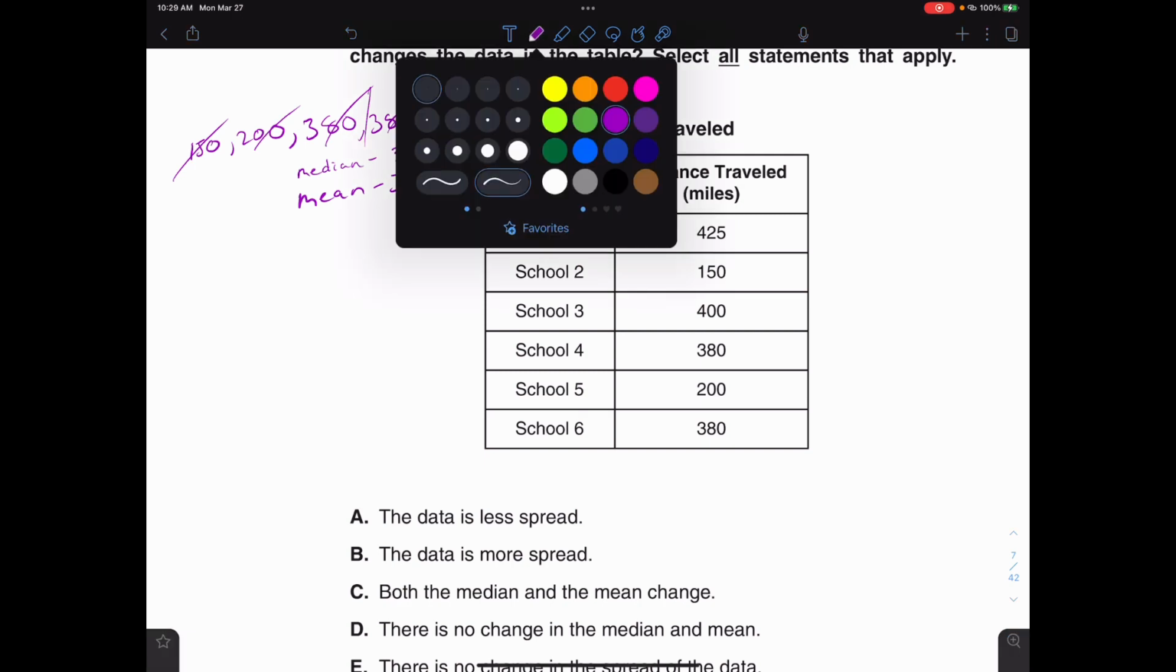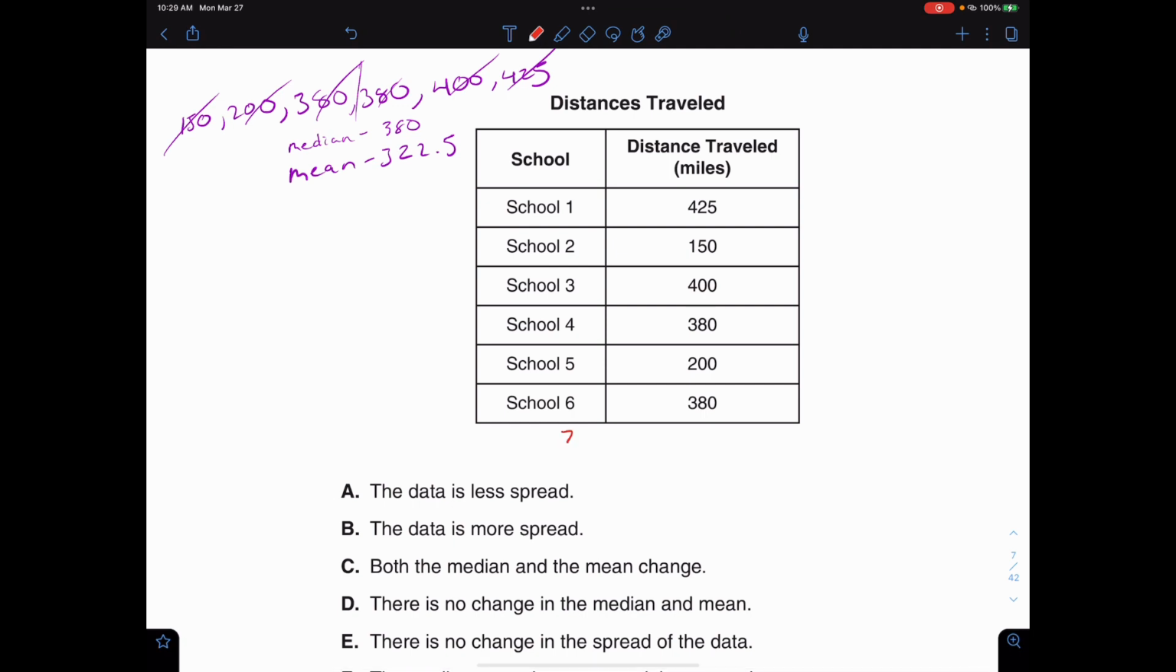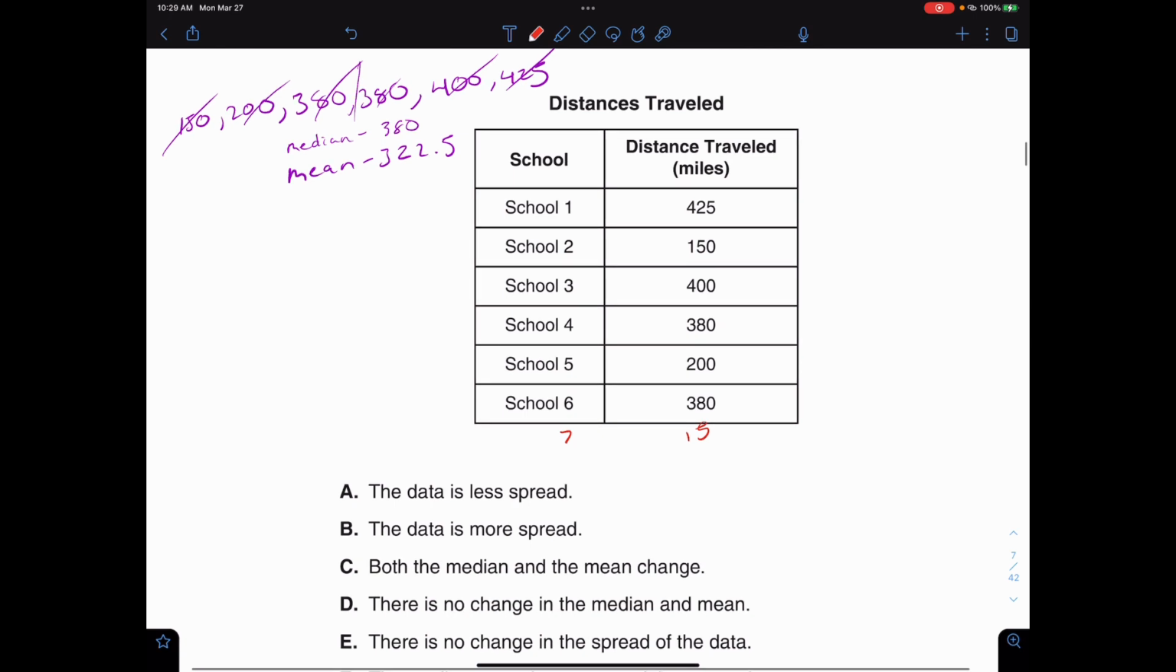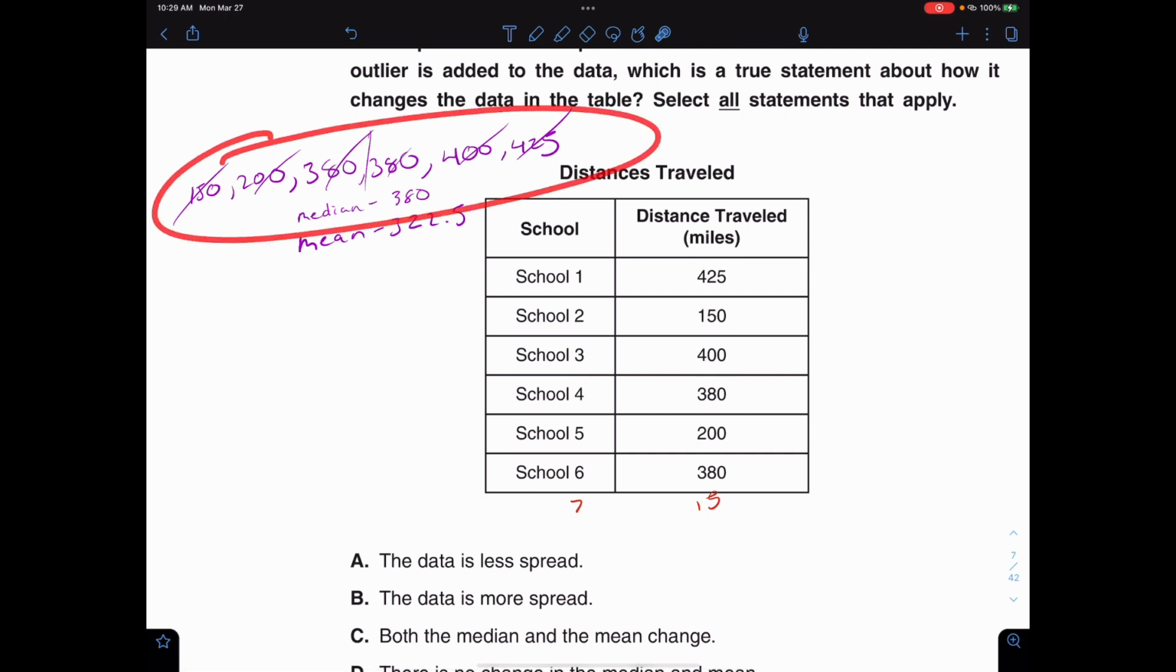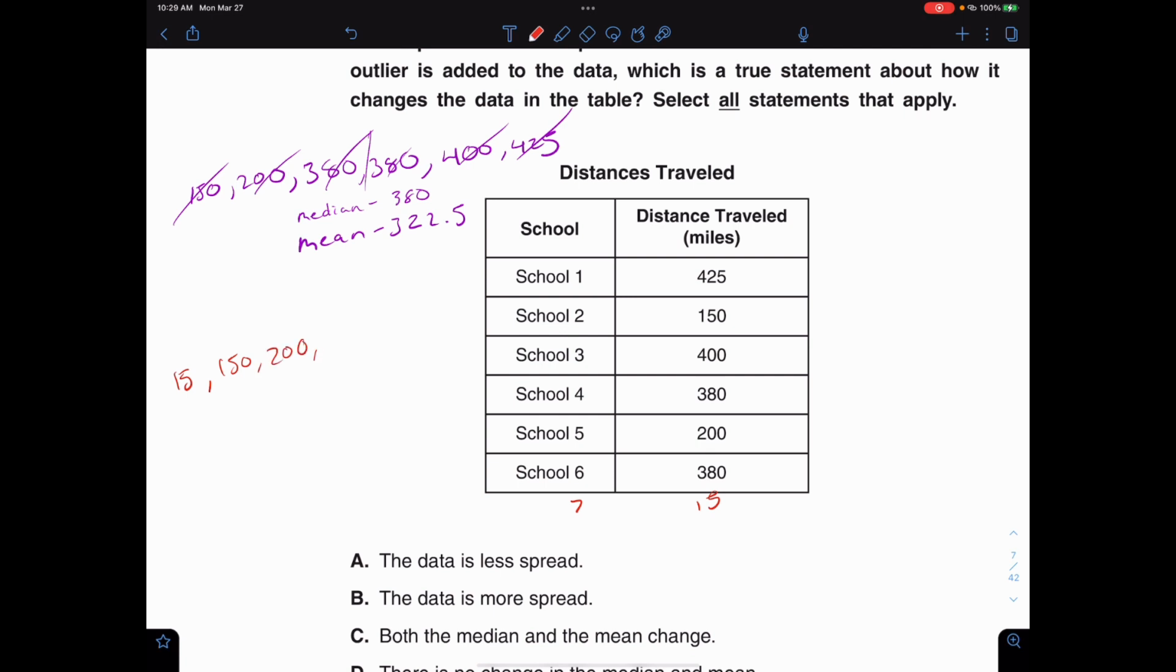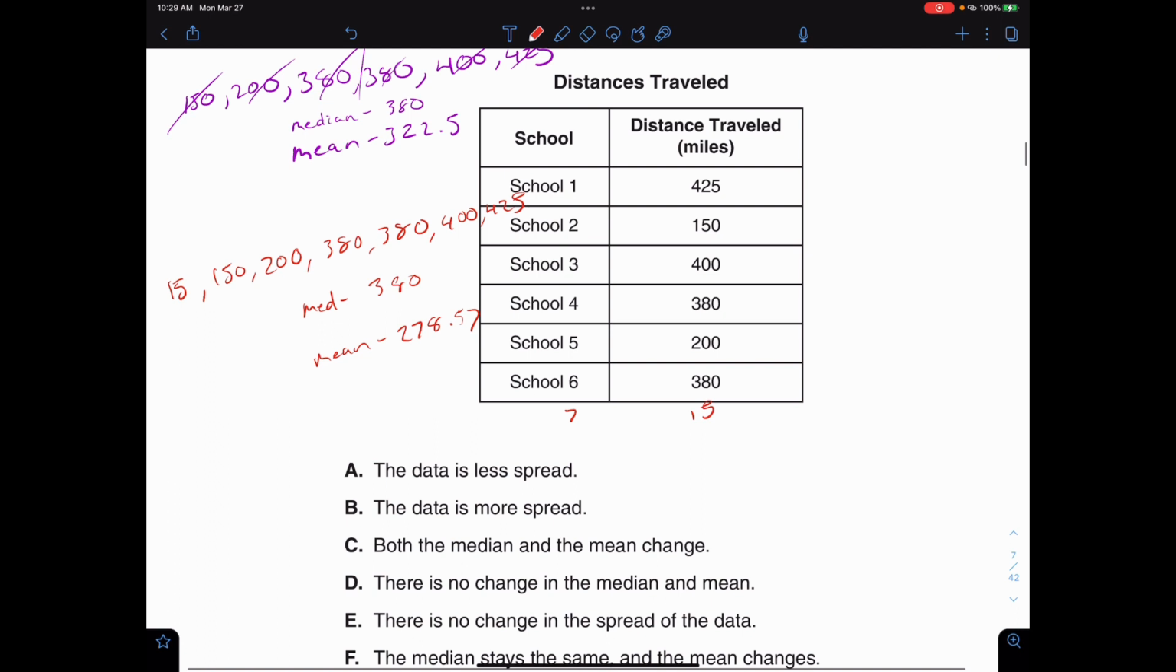Okay, then it says, what happens if I add school number 7 and it has 15 miles traveled? So I do the entire thing again. I write all of this data here, all of the same data with a 15 out front. So 15, 150, 200, 380, 380, 400, and 425. And the median is still 380, but my mean changes to 278.57.